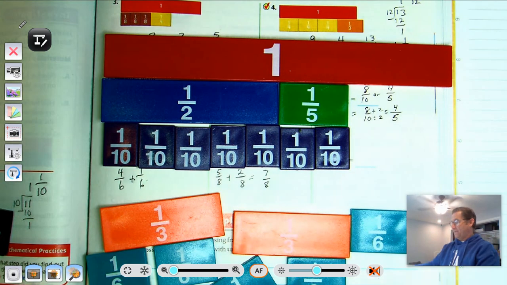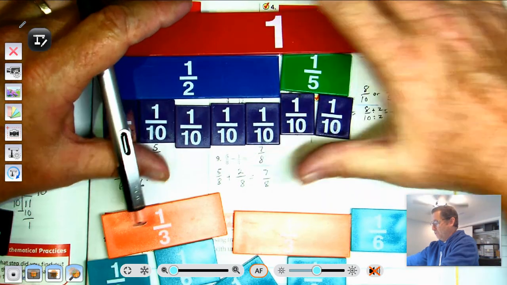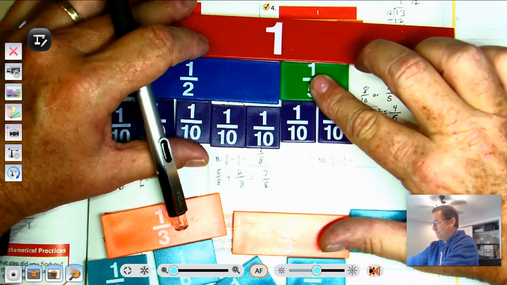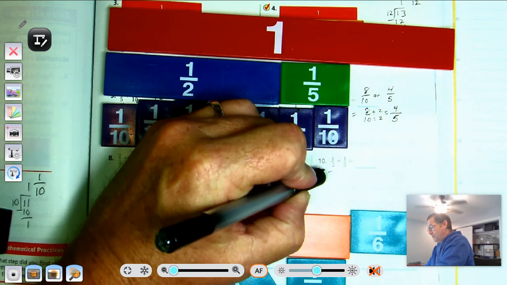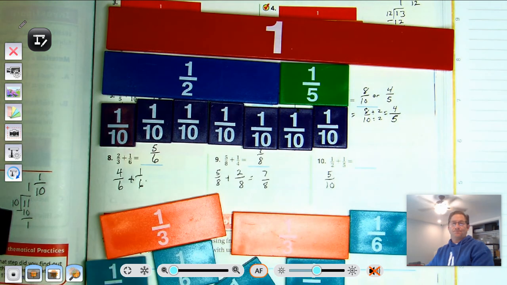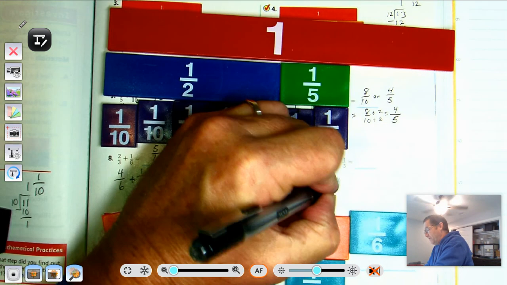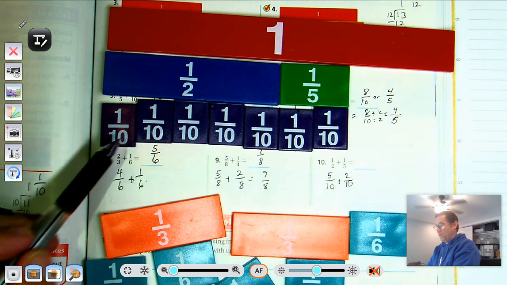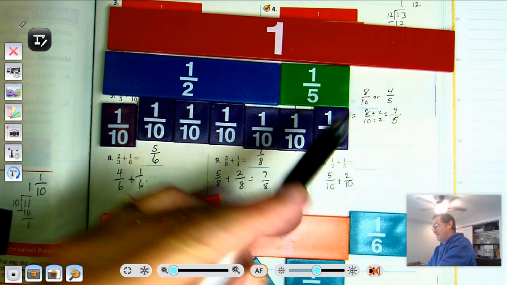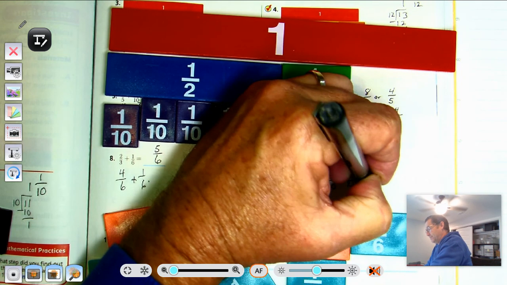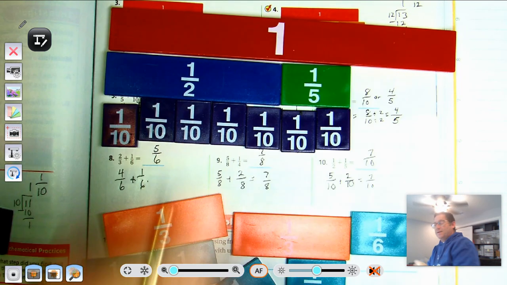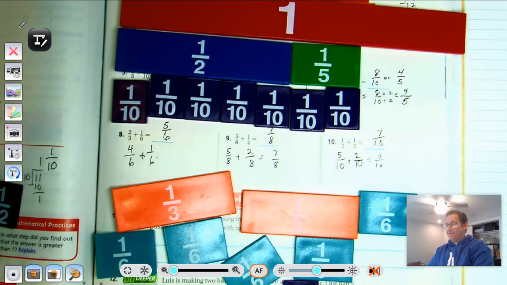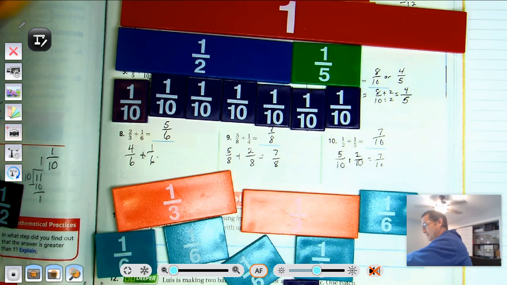So 1 half plus 1 fifth. 1 half is equivalent to 5 tenths. And 1 fifth is equivalent to 2 tenths. So we have 1, 2, 3, 4, 5, 6, 7 tenths. 7 is a prime number. It is not a factor of 10. So that's in simplest form.